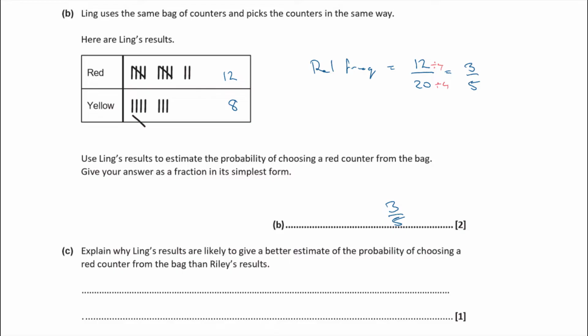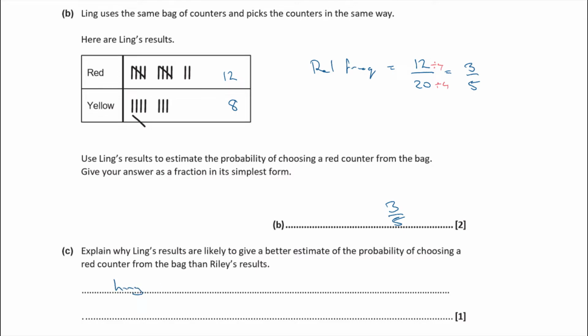Explain why Ling's results are likely to give better estimates of the probability of choosing a red counter from the bag than Riley's results. It's really just that Ling did the experiment more often. So he actually drew 20 counters, whereas Riley only drew 9. So he did more than twice as many trials. And the more trials you do, the better your estimate of relative frequency is going to be. So I'm just going to write that down.